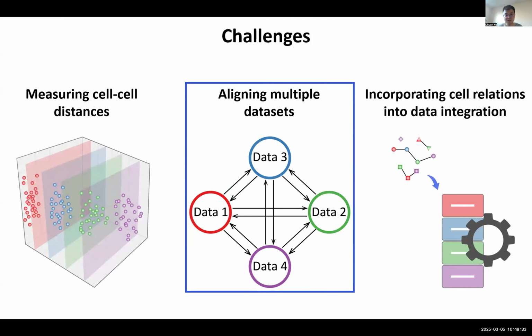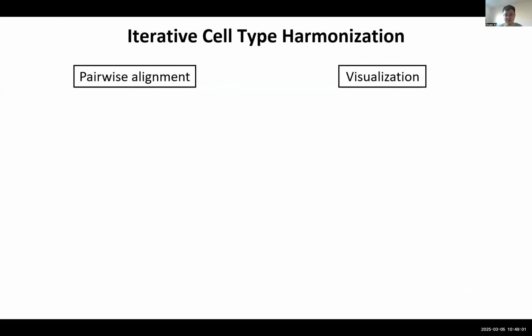And the next is the second challenge: how to align cell types of multiple datasets. This is even more difficult because, for example, when you have 4 datasets, you will have 6 pairwise comparisons, totaling 12 directional label transfers. How to summarize this variety of information and visualize it in a 2D plot is not resolved in this field. And the approach we use to solve this problem is iterative cell type harmonization, consisting of 2 modules, pairwise alignment and visualization.